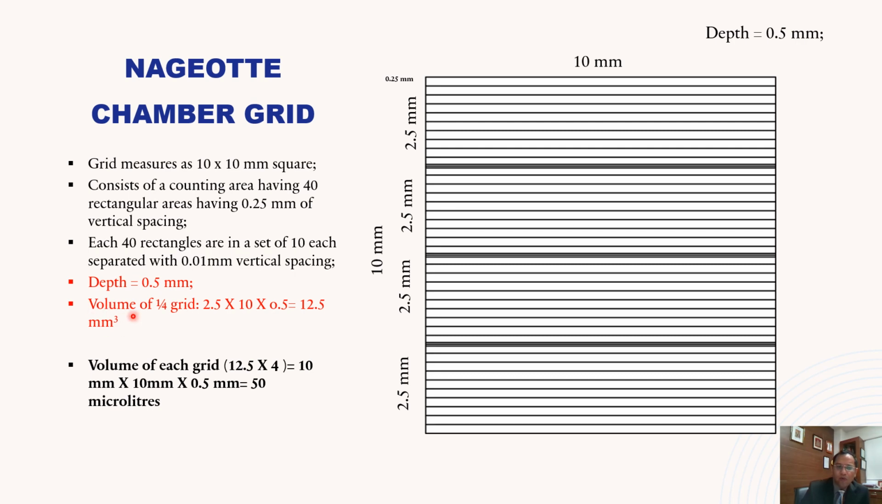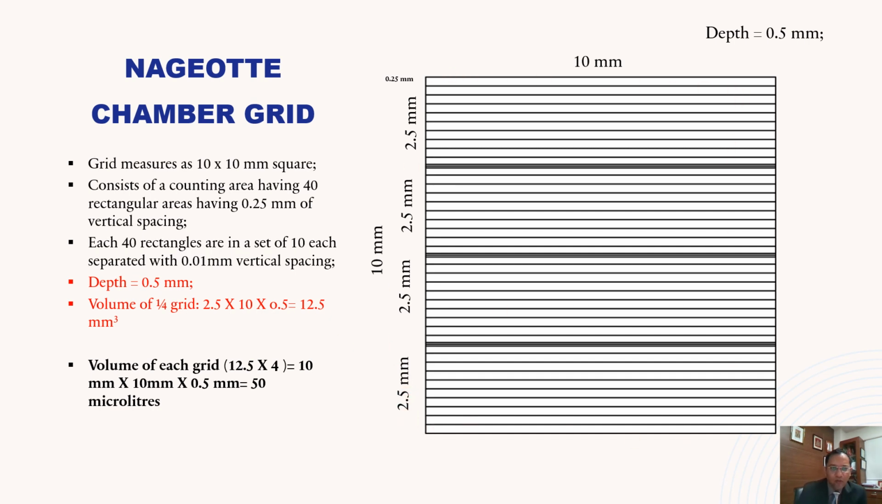So when you calculate the volume of the grid, suppose you have to calculate the volume for this part, that is 1 by 4th of the grid, what you do is you multiply the area, 2.5 into 10, which gives you an area of 25 millimeter, into the depth of 0.5 millimeter, which will be 12.5 millimeter cube. So this 12.5 millimeter cube will be the volume for this part. Another 12.5, 12.5 and 12.5. So in total we have around 50 microliter or 50 millimeter cube as the total volume.